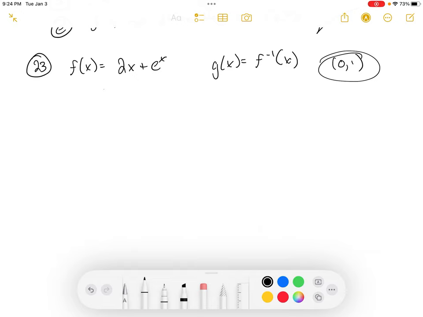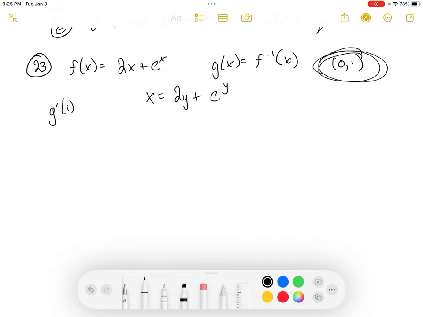Here's some function f of x is 2x plus e to the x, and we have g of x, the inverse of f. And so if g is the inverse, that means that we can swap x and y. And our goal, again, is to find g prime of 1. We know this point up here is on the curve. Okay, so let's think about this guy.